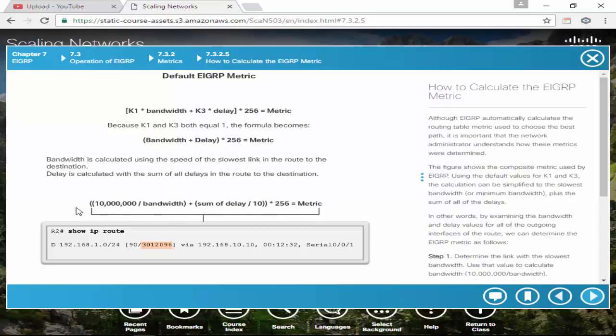If you want to know how we can take this number and break it back down into the metric, we could do that. I don't know when you'd ever want to do that, but I guess it's important to know how it's done, right? So 10 million divided by bandwidth plus sum of delay divided by 10, both those added together, and then multiplied by 256 equals metric. Woo! That's why we get such a wonderful number.